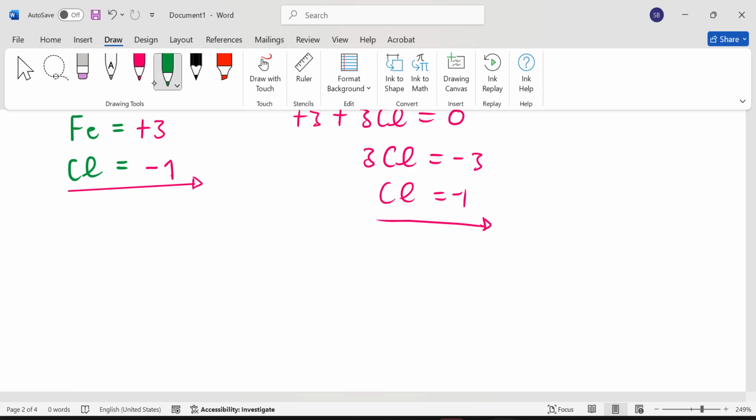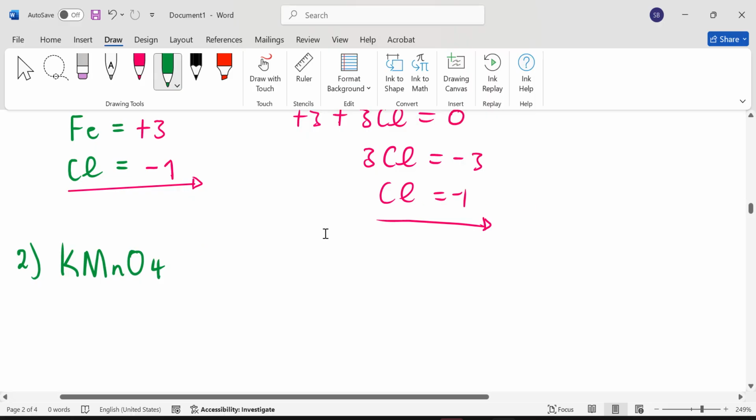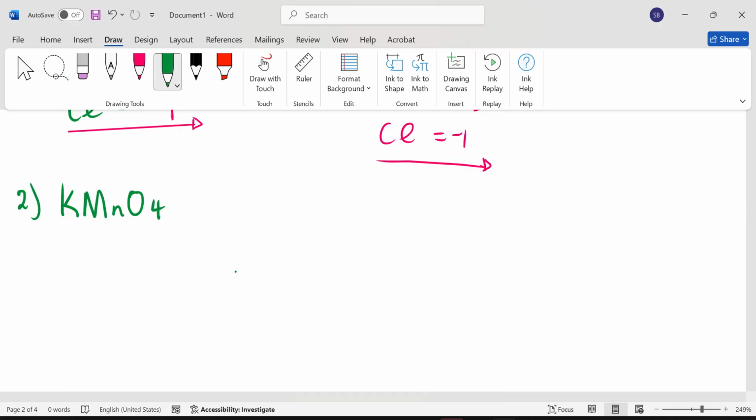So if you look at example 2, say you're given potassium permanganate, KMnO4. Now for starters, you guys must know that the permanganate ion is a polyatomic ion. That means it's something like this, MnO4 minus. Very, very important. Do not forget that. The permanganate ion is a polyatomic ion.